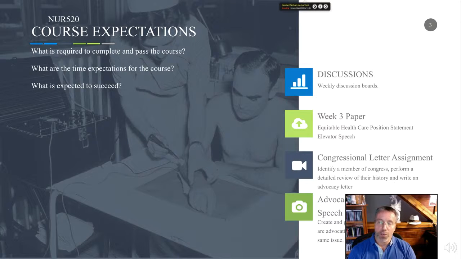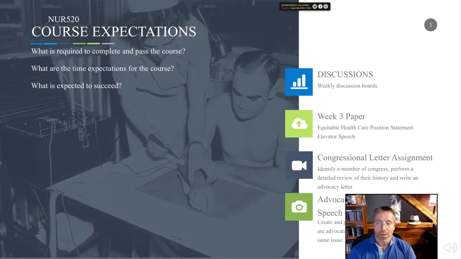In week 3, there will be 2 tasks that will be due. The first is an equitable healthcare position statement. You are to select a population that has some inequity in healthcare, some lack of access to healthcare. Previous folks have done papers on lack of breast cancer screening for inner city low-income families, or lack of access to adequate healthcare for transgendered individuals.